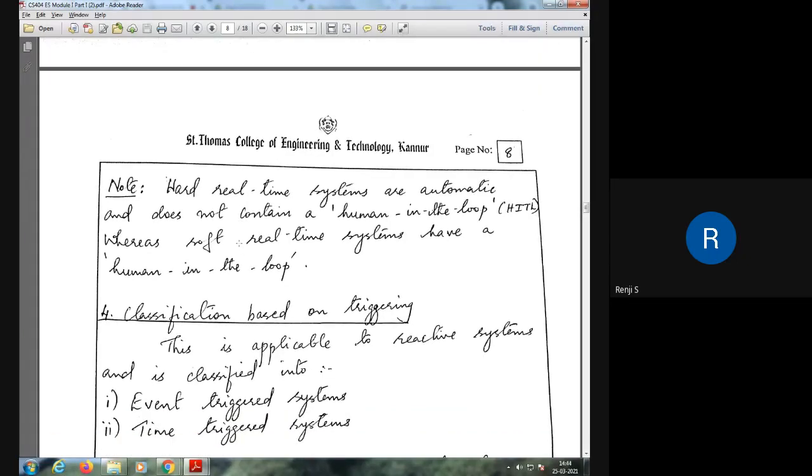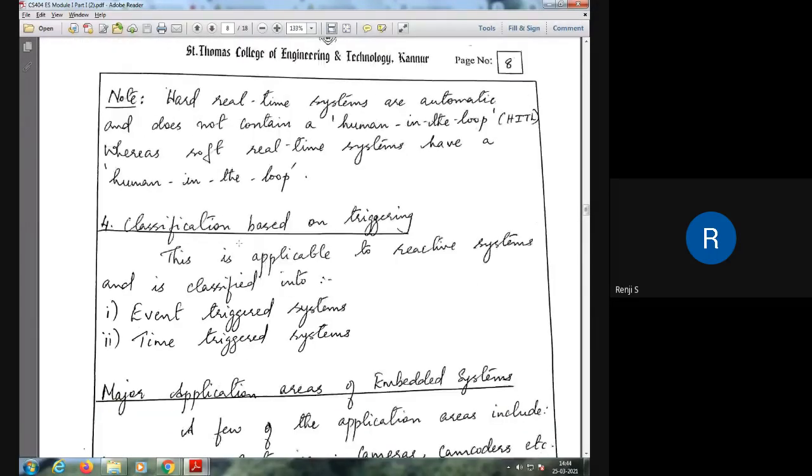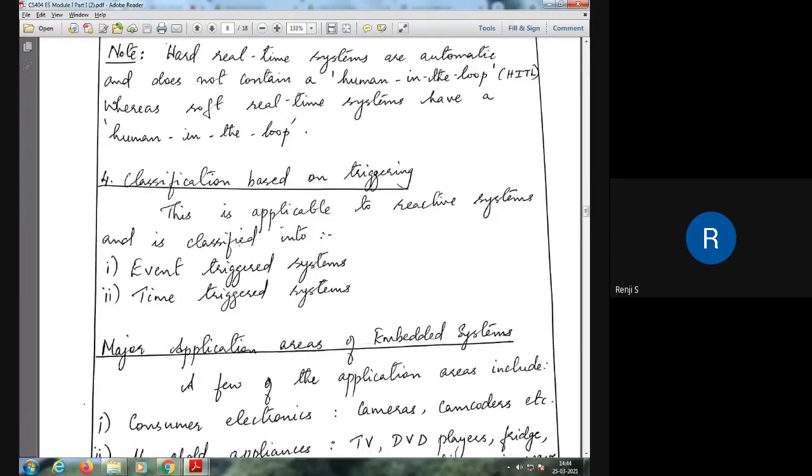So we say that they have a human in the loop, HITL. Then the fourth classification is based on triggering. Based on triggering, embedded systems can be classified into event triggered and time triggered systems.